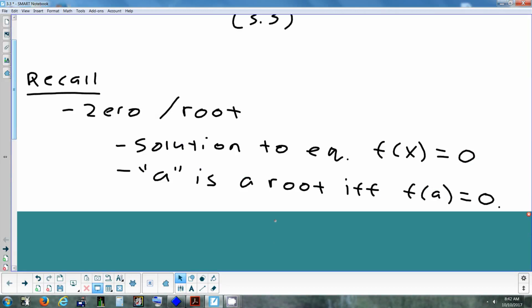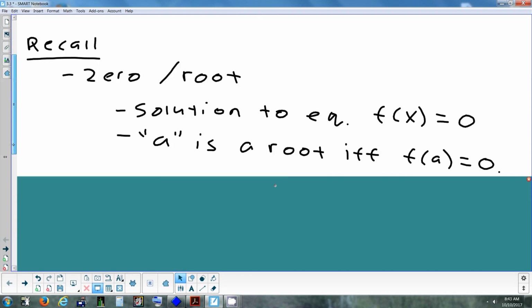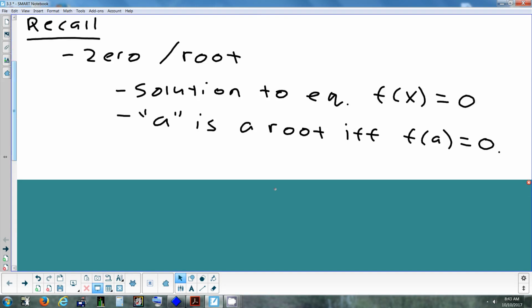You could say that if you have a number that is a root, you plug it in and you get 0. Or if you have a number that you plug in and get 0, then that number is a root. So you can say that statement either forwards or backwards. Another thing it means, I didn't write it down, but it's an x-intercept. If you find a number that you plug in and get 0 for y, that's where it crosses the x-axis.